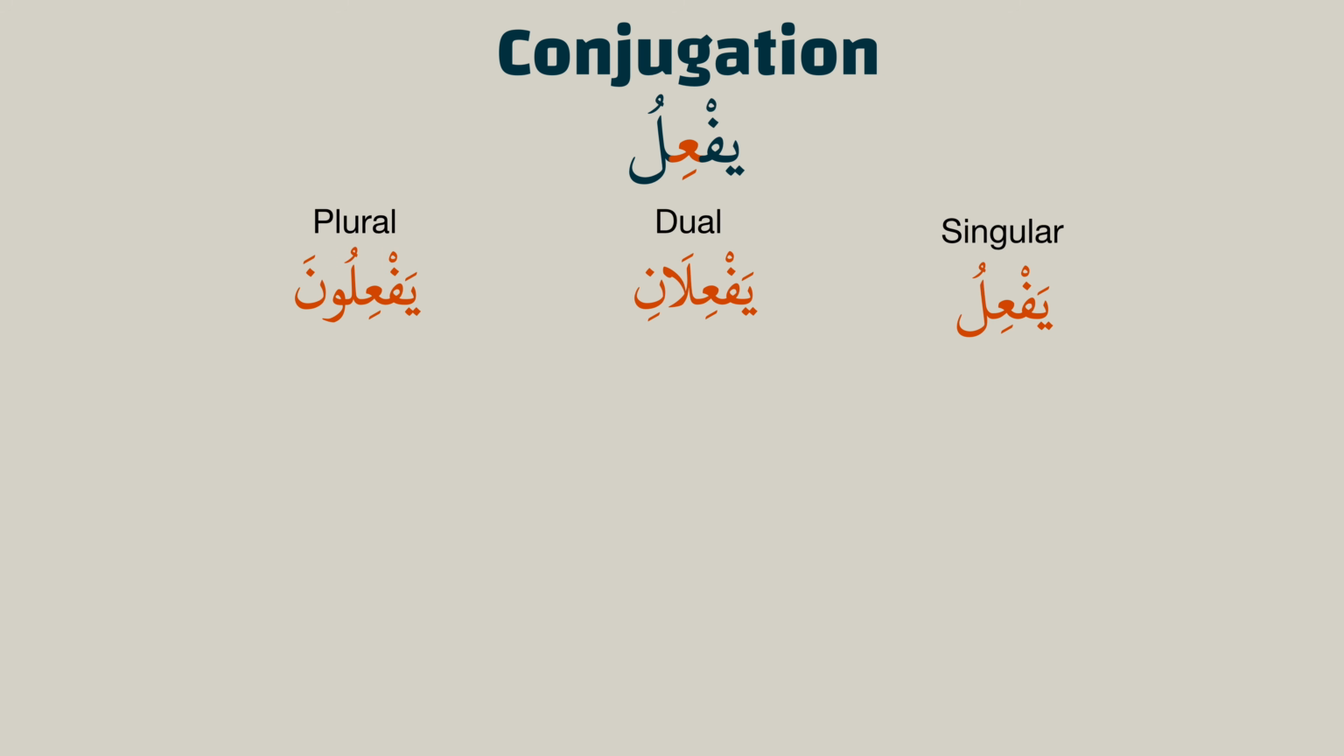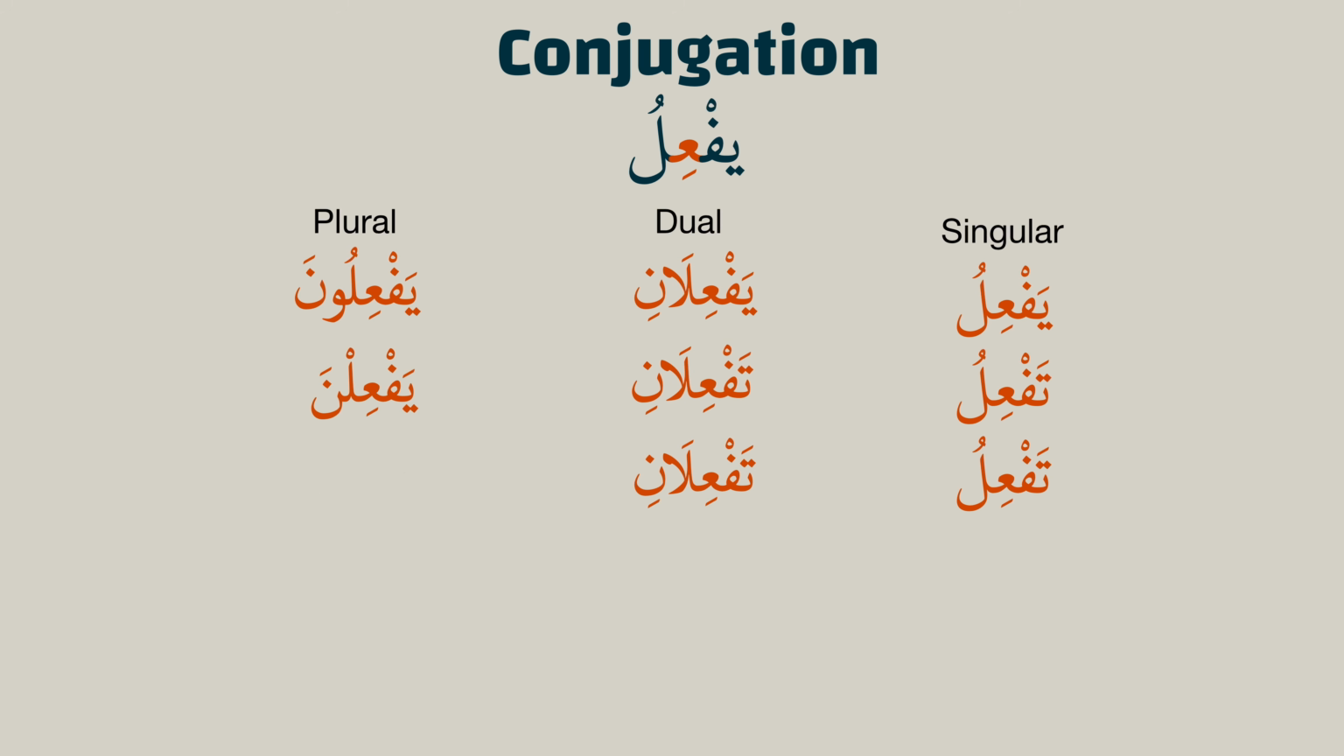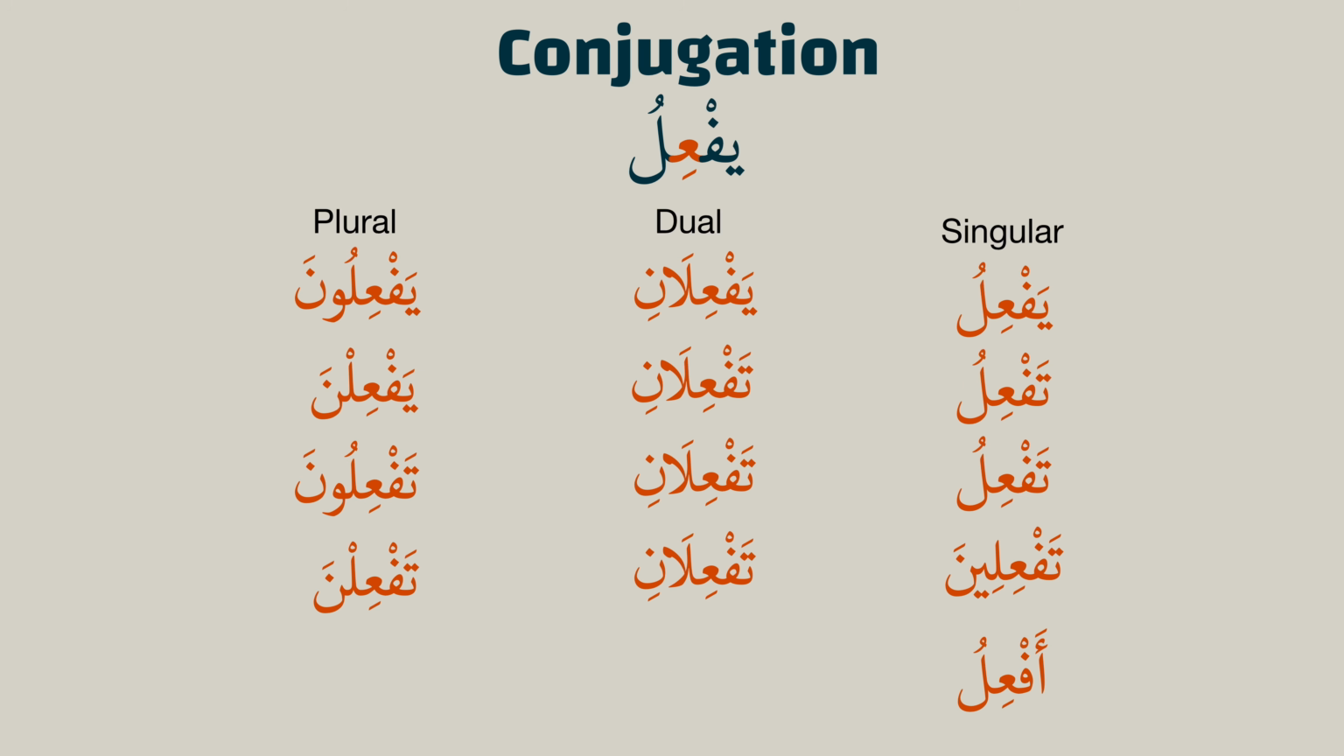Let's conjugate it quickly because it is now clear how the conjugation works. The conjugation will go as follows. يفعل, يفعلان, يفعلون. تفعل, تفعلان, يفعلن. تفعل, تفعلان, تفعلون. تفعلين, تفعلان, تفعلن. أفعل, نفعل.